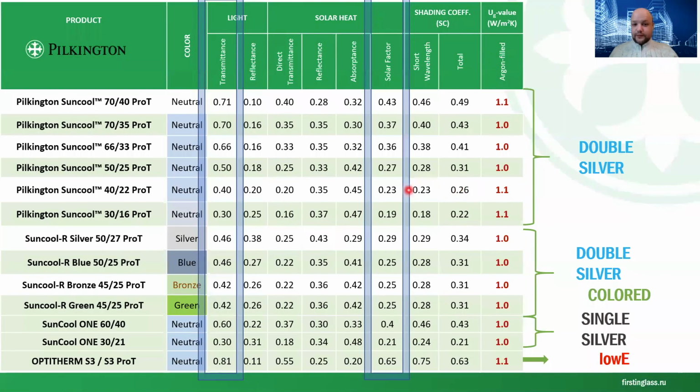If you look at the numbers, you'll see that light transmission is almost always about 2 times higher than solar factor for each glass. That is what double silver coatings are doing, and that is why they're called selective.